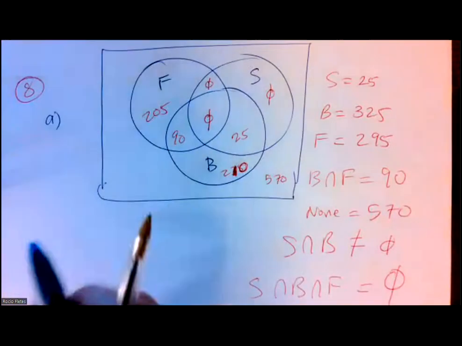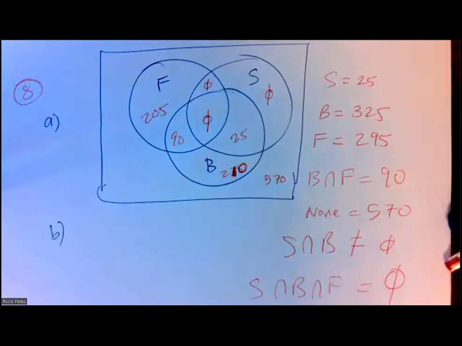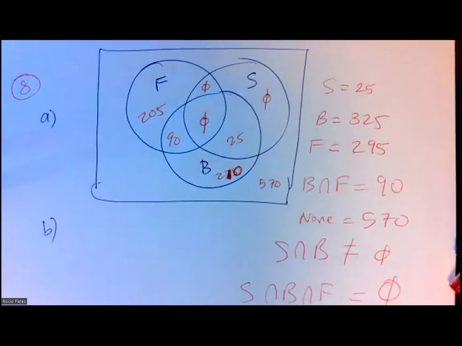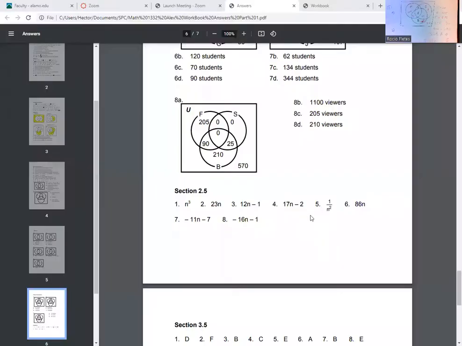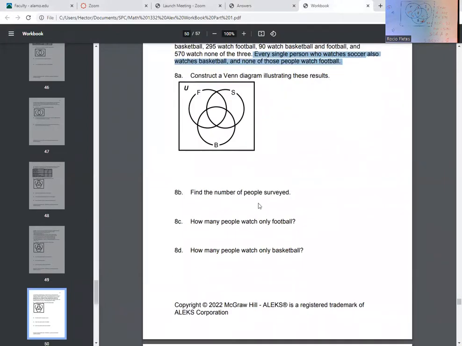So this is part A, and then part B is how many people were surveyed. Take you back here. Find the number of people surveyed. AB is 1,100. Okay. And thank you for your patience.